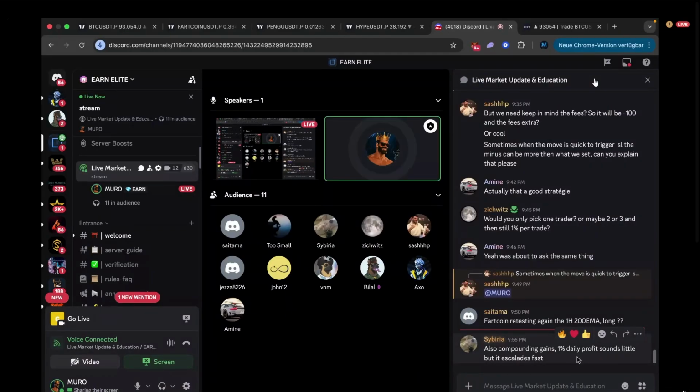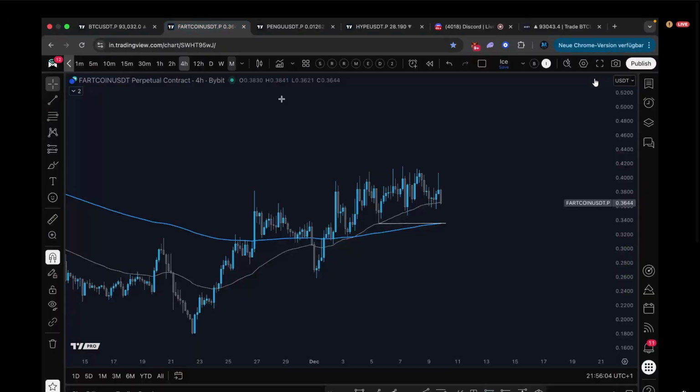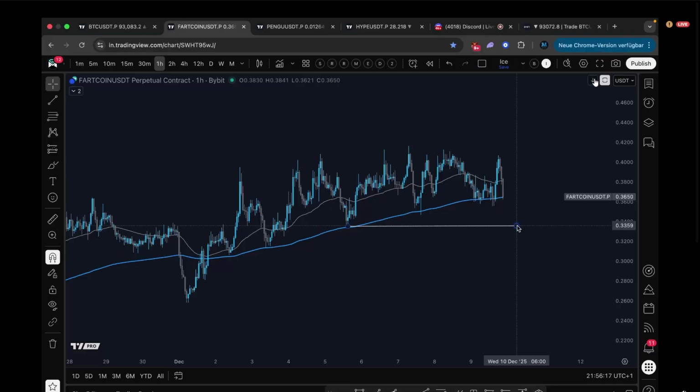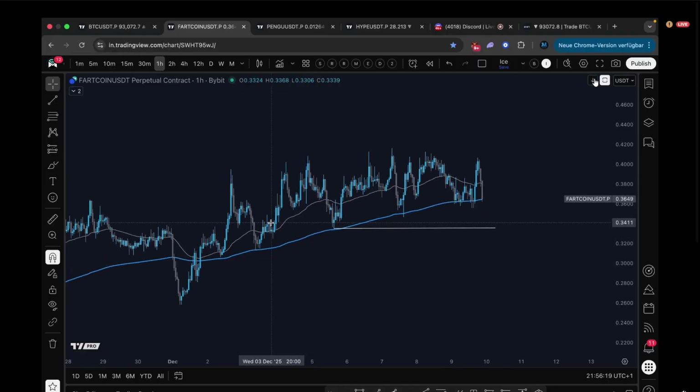It sounds little, but yes, exactly. Broadcom retesting again, H1 EMA 200. As I said, I think this is overused. I am personally looking at the H4 right now. And what does overused mean? Well, simply, brother, it retested this so many times right now, and especially today.